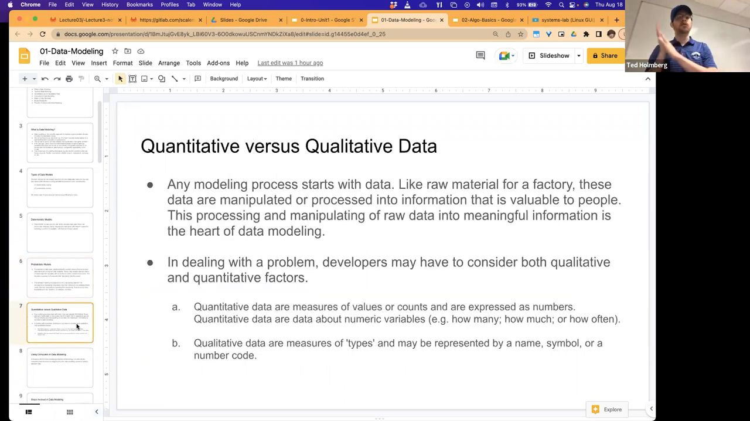Let's talk about the difference between quantitative versus qualitative data, because this is an important distinction as well that, unfortunately, the textbook just doesn't go into. It assumes you already know this stuff.